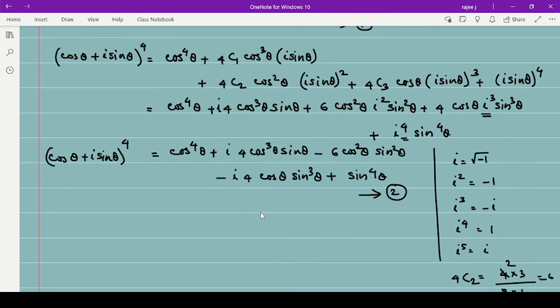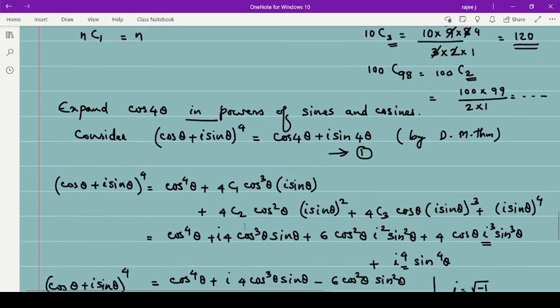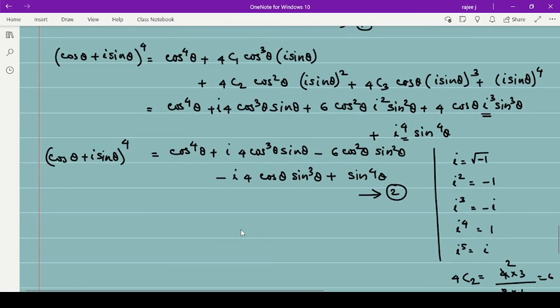Now our first equation, or equation number 1, is cos theta plus I sin theta raised to 4 is equal to cos 4 theta plus I sin 4 theta. And now we got cos theta plus I sin theta raised to 4 is equal to this. Now both LHS are the same, so we are going to equate the right side. So from equation number 1 and 2, what will you get?